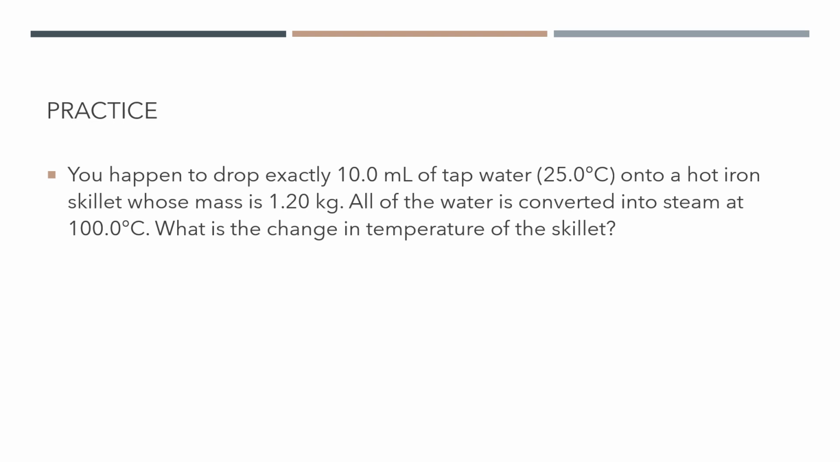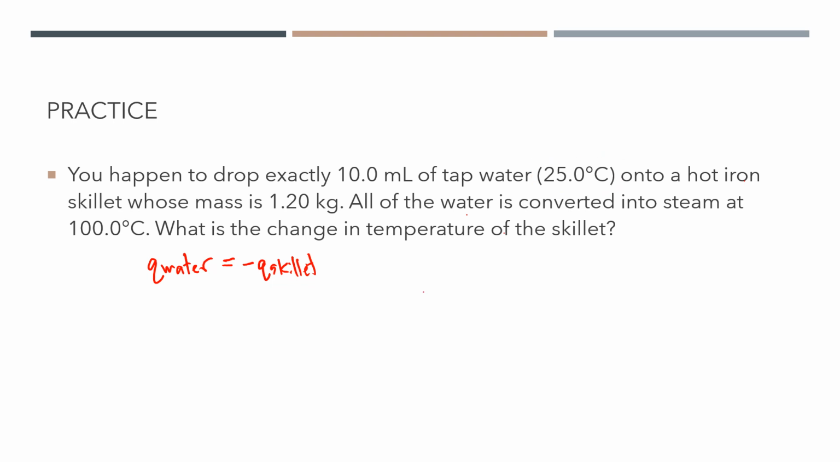Okay, now we will try it. So first, let's set up our expression. The Q of our water needs to equal the negative Q of our skillet. That's because the water is going to gain that heat, whereas the skillet is going to lose that heat. And we need to set that negative so the heat is being transferred. So let's see how much heat the water would gain from that change in temperature, if it goes from 25 degrees Celsius to 100 degrees Celsius.